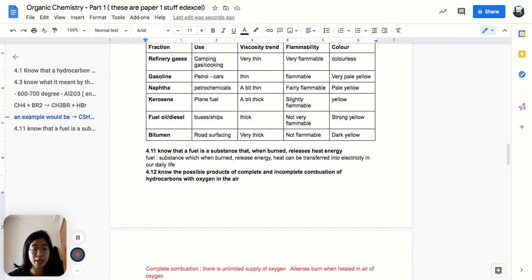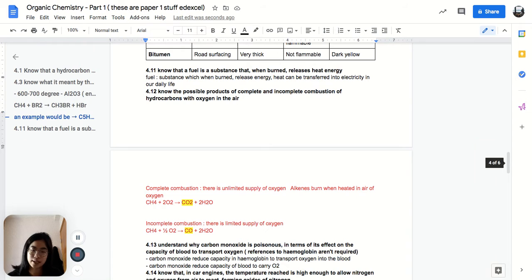But a fuel is a substance which, when burned, releases energy, and that energy can be transferred into electricity in our daily life. That's how they work, and you will learn more in-depth knowledge of that in physics if you take physics.